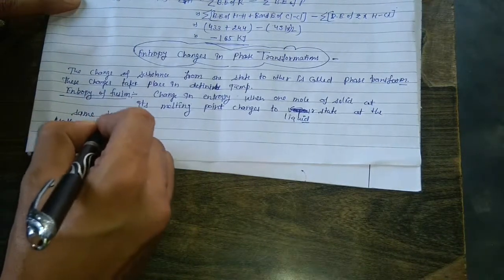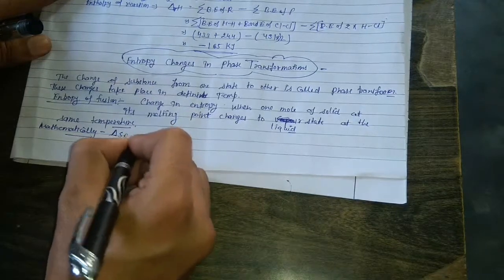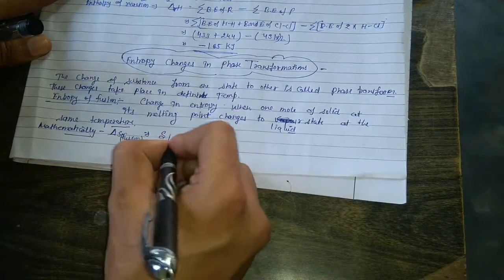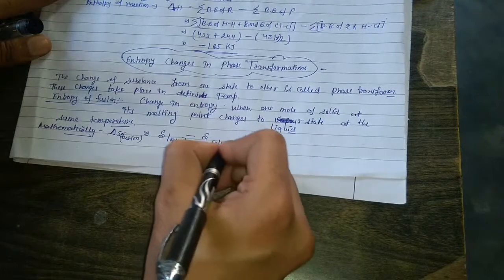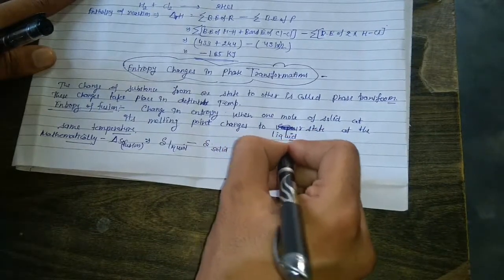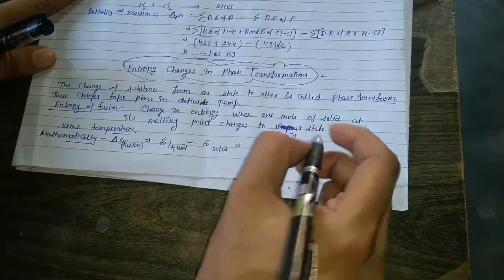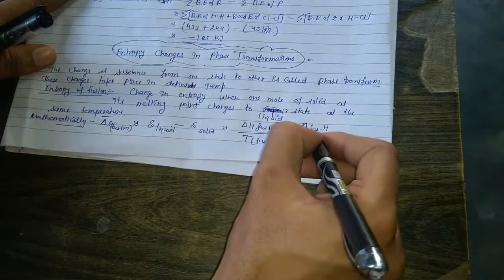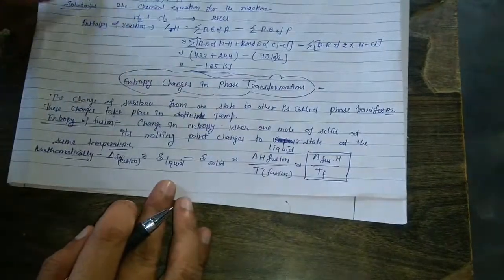So how can we express it mathematically? Entropy of fusion, denoted by S, is equal to entropy of liquid minus entropy of solid, which is equal to delta fusion H upon temperature of fusion, that is delta fusion H upon Tf. So this is the entropy of fusion.